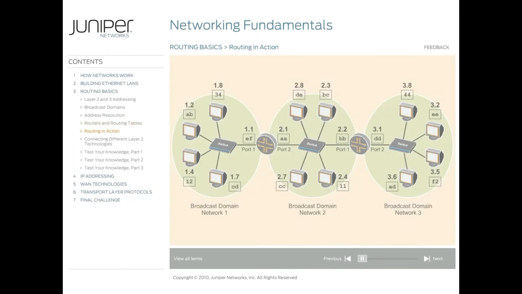Now that we have three separate networks and three separate broadcast domains, let's see how data flows from a PC on one network to a PC on a different network, focusing on Layer 2 and Layer 3 addressing. We'll also see the major difference between Ethernet switches and routers in action.